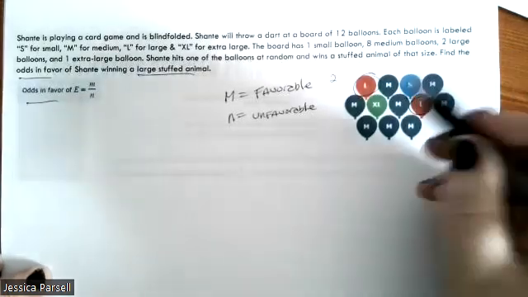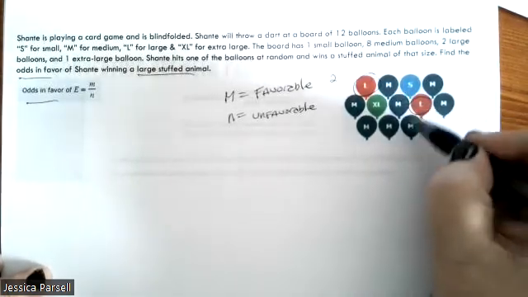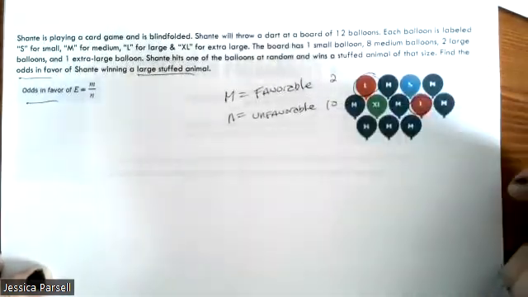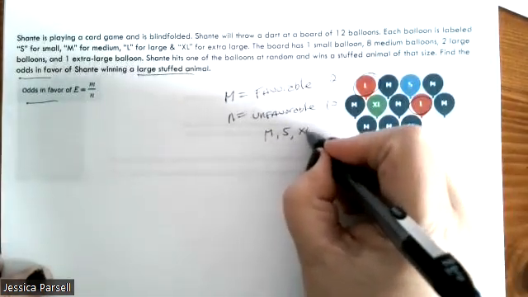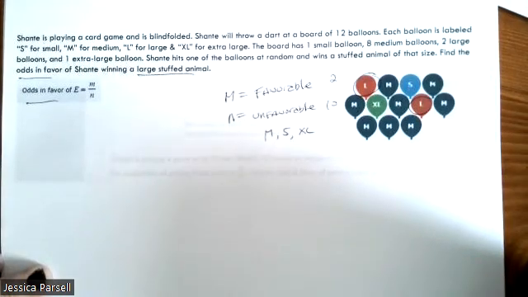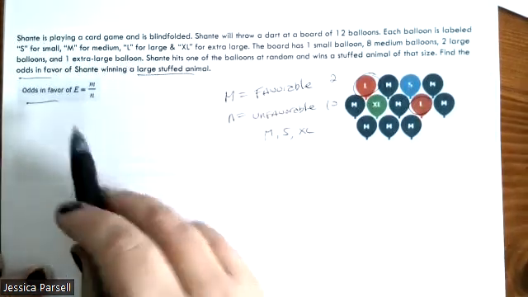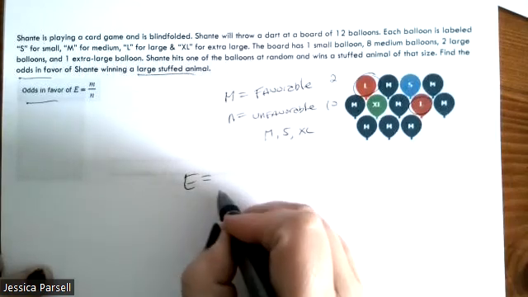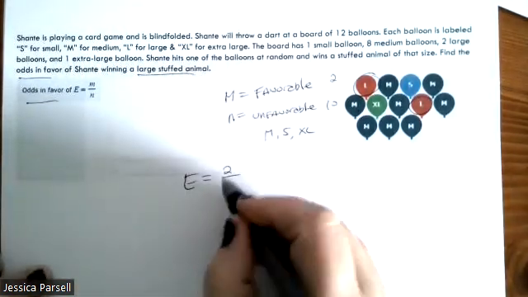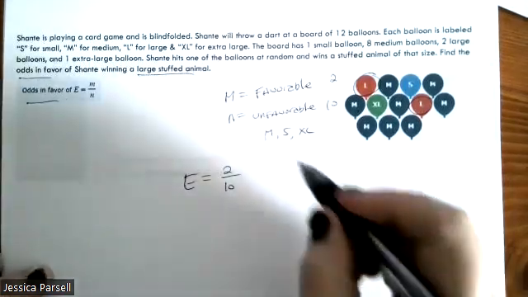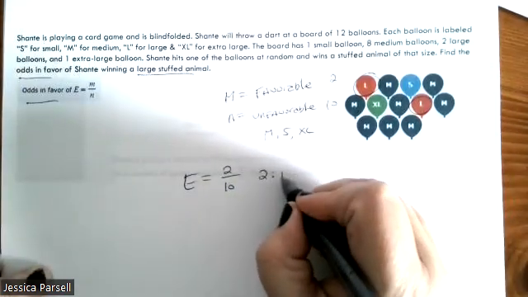Unfavorable, of course, is all the rest, which is 10. Those are the mediums, the smalls, and the extra larges. That's not what Shantae wants. Okay, so we're just going to put this into the formula. So the odds in favor is going to be M, which is favorable, which is 2, over N, which is unfavorable, which is 10. So we're looking at 2 to 10.